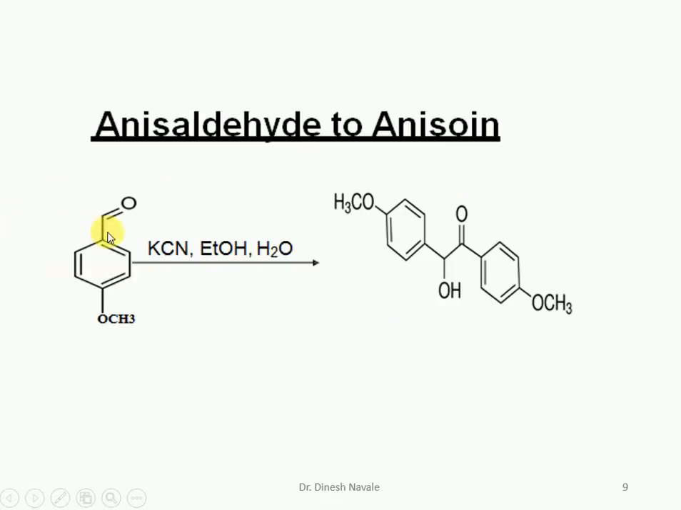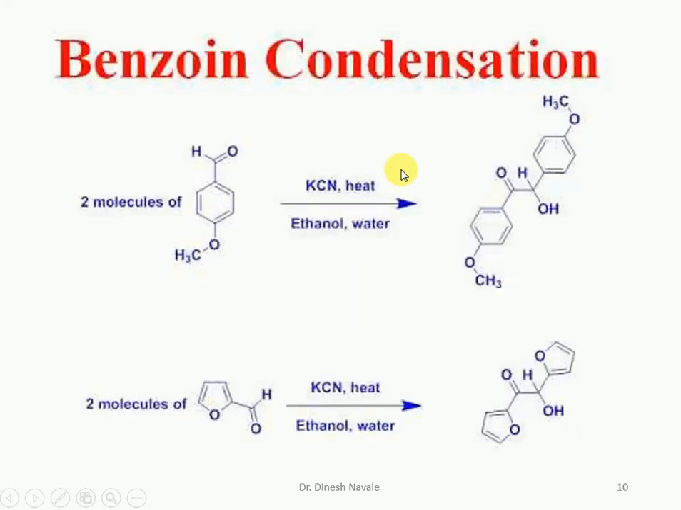This is another example in which the aromatic aldehyde has a para-substituted group, 4-methoxybenzaldehyde. On reaction with cyanide ion in an ethanol-water system, it will give the benzoin condensation, and the name of this molecule is anisoin. These are also some of the examples. This is the example of two molecules of anisaldehyde reacting with cyanide ion as the catalyst in an ethanol-water system to give the formation of anisoin.